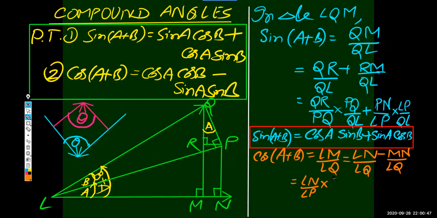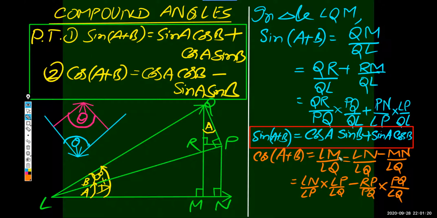Into, come on, tell me. LP divided by LQ, the same. LQ. We are modifying according to our need here. Similarly, Mn is equivalent to Rp, no? So their hypotenuse will be QP. Correct, PQ. So into PQ by PQ LP by LQ. Correct or not?